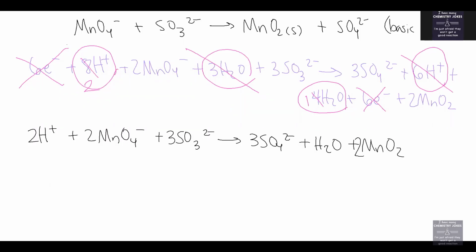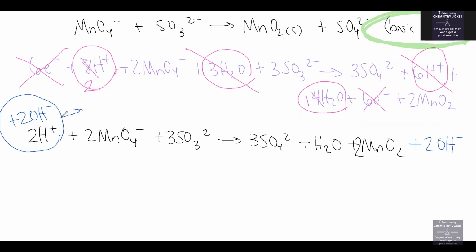We would be totally finished if this said balance in acidic solution, but it doesn't. It says balance in basic solution. So we have another step. For reactions in basic solution, add hydroxide to both sides for every H plus that appears in the final equation. So over here I've got 2 H plus, so I add 2 hydroxide. The reason for this is this hydroxide and H plus combines together to make water. So this simplifies to 2 waters.